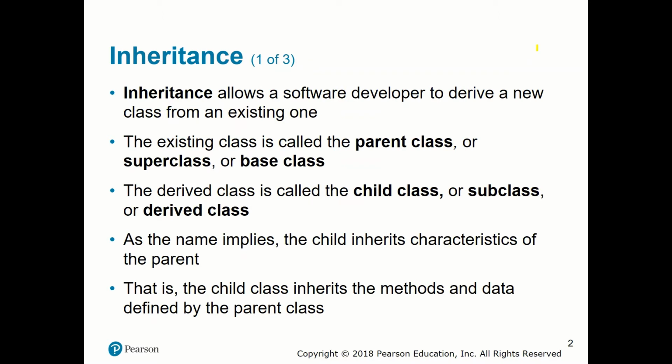Inheritance allows a software developer to derive a new class from an existing one. The existing class is called the parent class, superclass, or base class. The derived class is called child class, subclass, or derived class. As the name implies, the child inherits characteristics of the parent. That is, the child class inherits the methods and data defined by the parent class. So child class can use methods and data defined by the parent class.